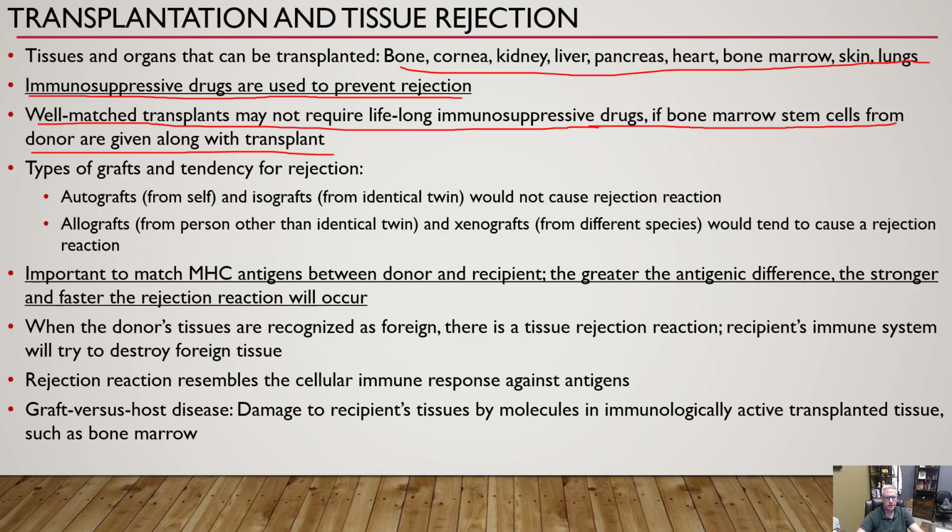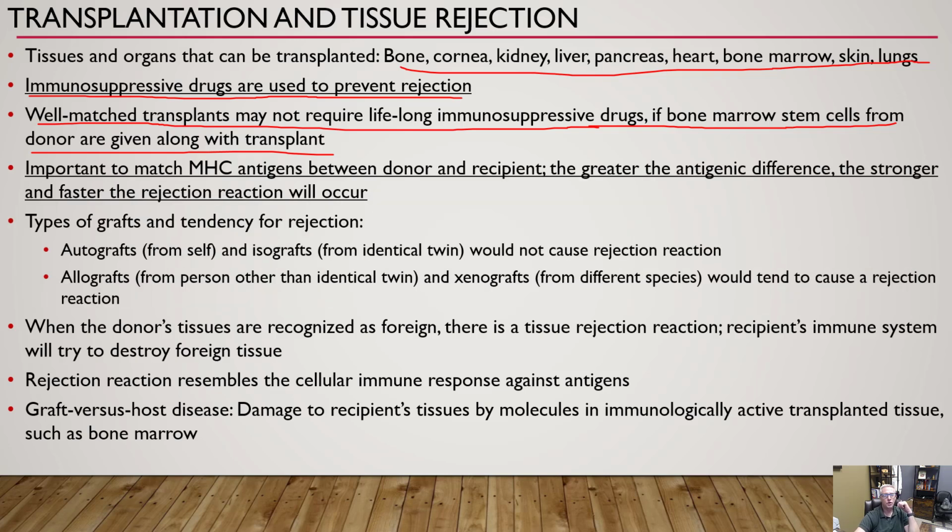All right, so when we talk about matching you up, we're actually talking about these MHC antigens. Remember we had the MHC1 and MHC2 when we talked about T cells? So that's what we're talking about. How do those match up? So the greater that antigenic difference, the stronger and faster your rejection is going to be. So you want the donor and the recipient to be very, very compatible, to have a low antigenic difference.